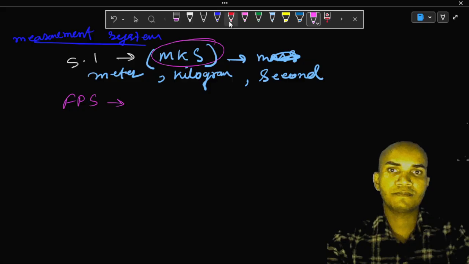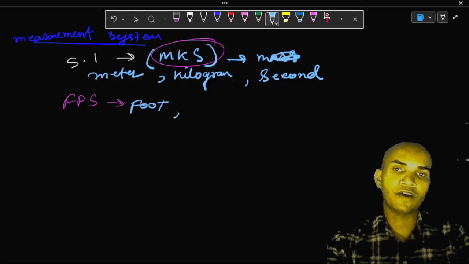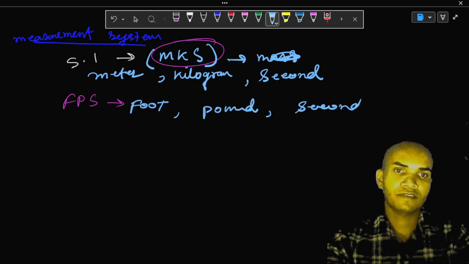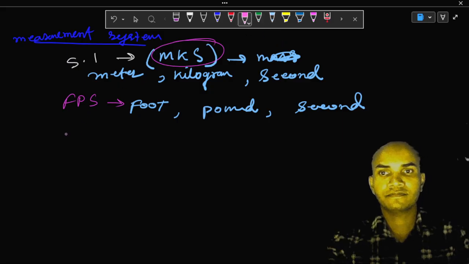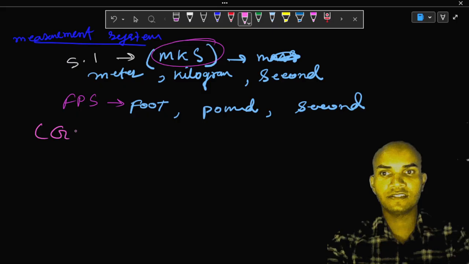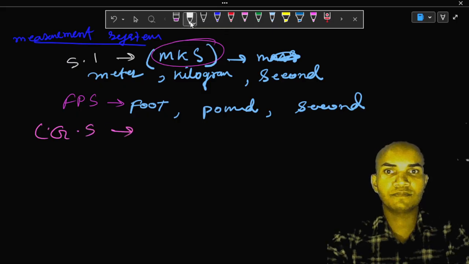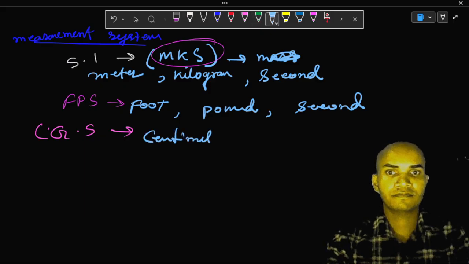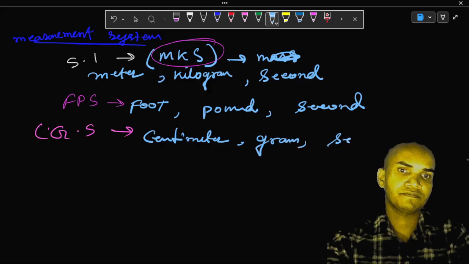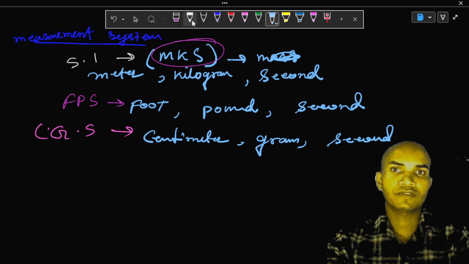And there is the FPS. It means foot, pound, and second. And there is also CGS. CGS means centimeter, gram, and second. So this is the CGS form.